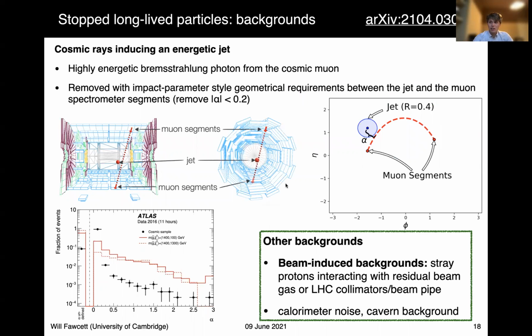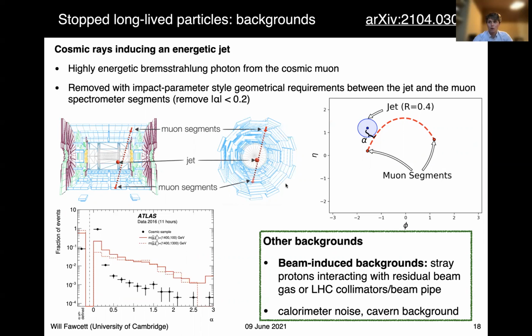Another challenging aspect of this analysis was the background estimation. One of the main backgrounds comes from cosmic muons, which can introduce an energetic jet. This occurs when a cosmic muon undergoes Bremsstrahlung and releases a high energy photon, which can be reconstructed as a jet. This background is removed with impact parameter style geometric requirements between the jet and the muon spectrometer segments.